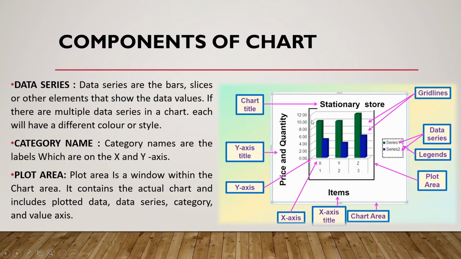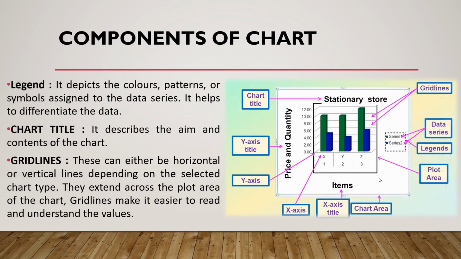Next is plot area. Plot area is the actual area where the chart is put up. You can see the plot area is indicated this way. In the next slide we have legend. Legend depicts the colors, patterns or symbols. Like here in this figure we can see green color is given to series 1 and blue is given to series 2. Chart title comes at the top of the chart. Like in this example we have taken a stationery store.